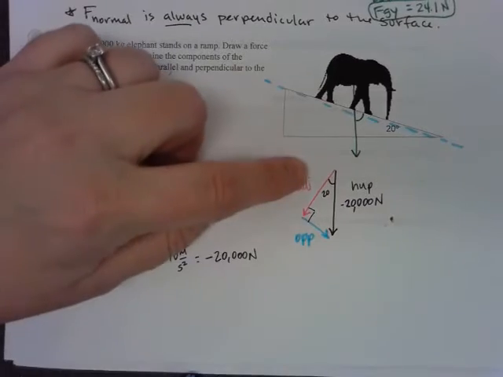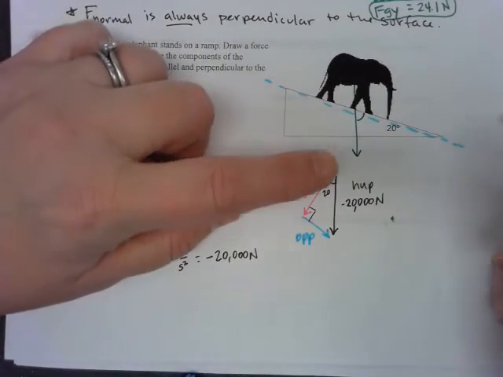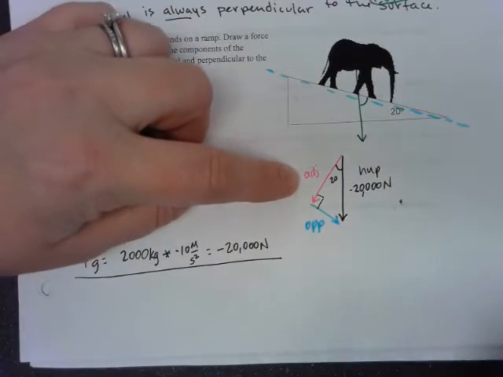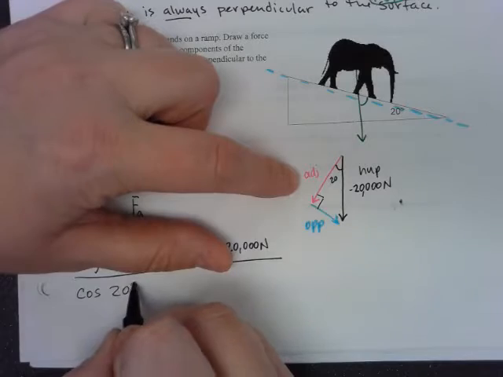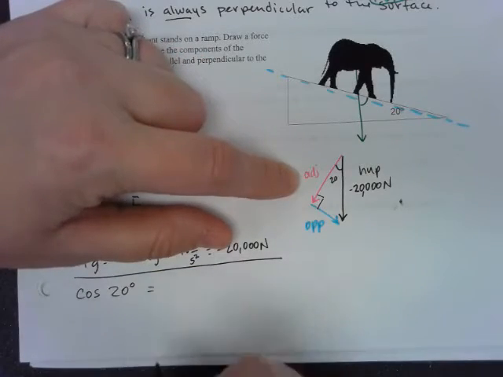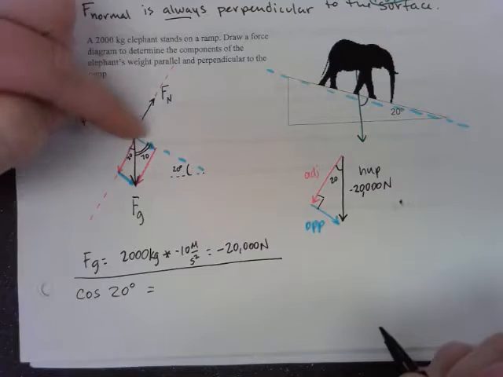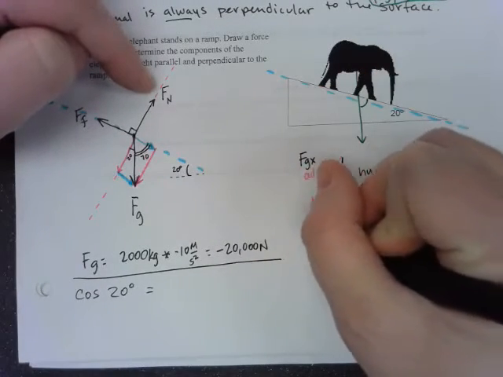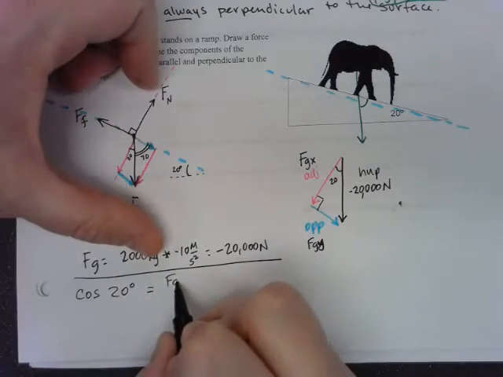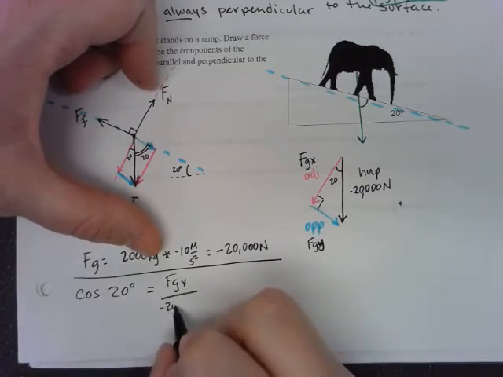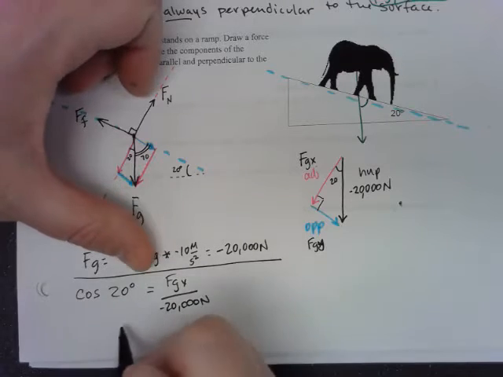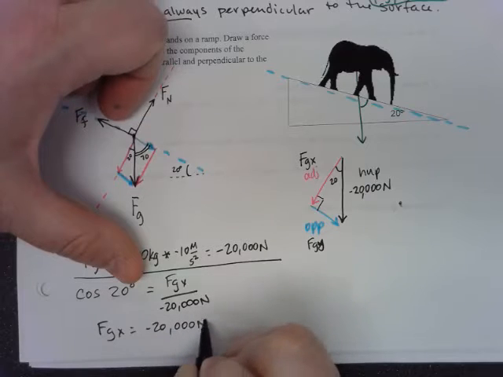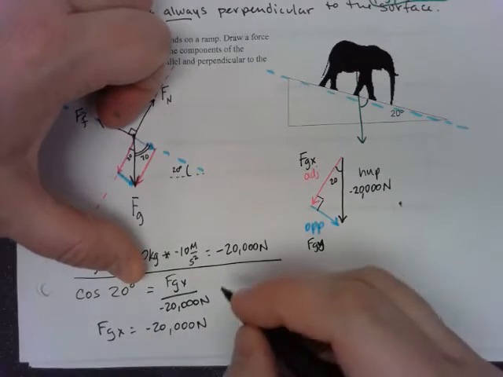All right, so to solve for these, if I'm going to solve for the adjacent side first, I need to use cosine. So the cosine of 20 degrees is equal to my adjacent side. How did I draw this? So that was my vertical. So this is FGY, divided by minus 20,000. So FGY equals minus 20,000 times cosine of 20 degrees. And the minus here only means that it's pointing downwards.